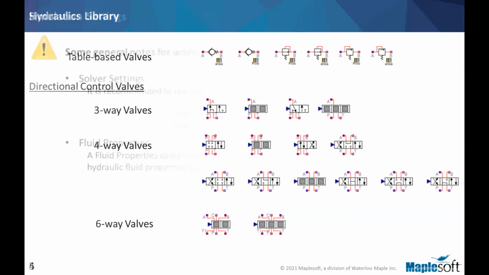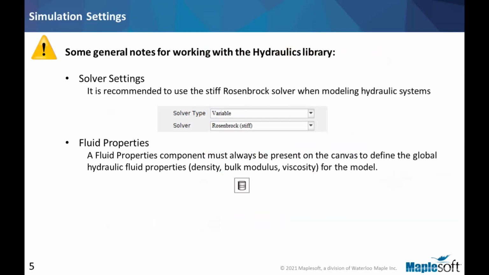Before going into the model, here are some general simulation settings that we need to mind when we're modeling hydraulic systems. The first one is a solver setting. It is always recommended to use a stiff Rosenbrock solver when you're modeling hydraulic systems. I'll talk about where to change that when I open up the MapleSim instance.